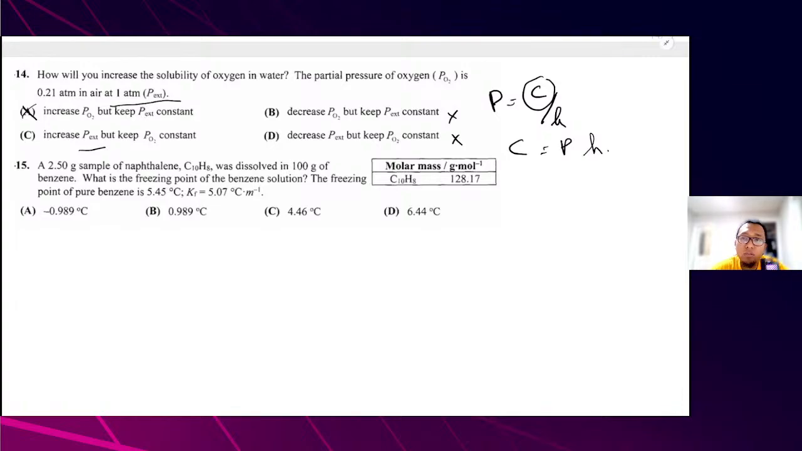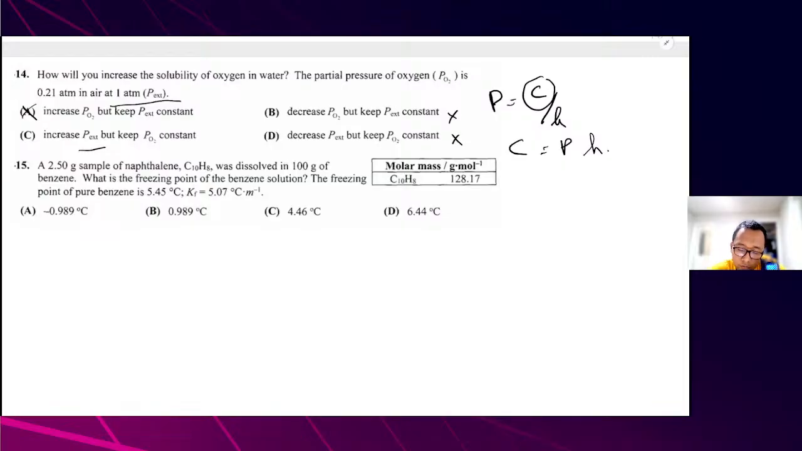Or we can do lowering temperature in the solution. I remember that we can lower the temperature in the solution, kind of like a soda can. When we are lowering temperature, we can increase the solubility of oxygen. All right, now let's move on to another part.